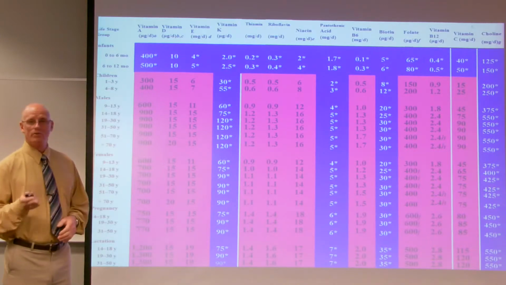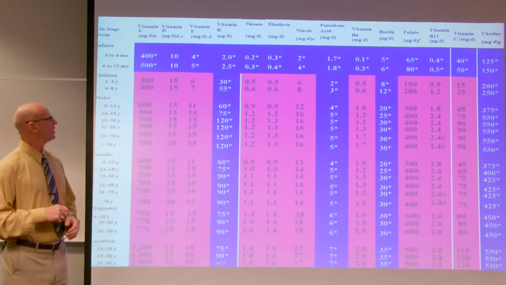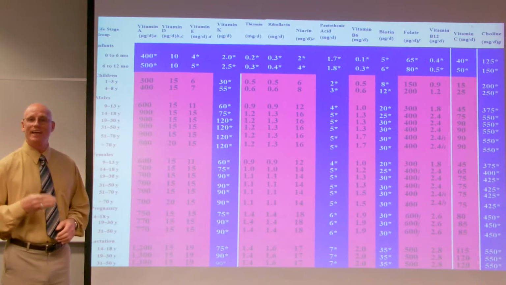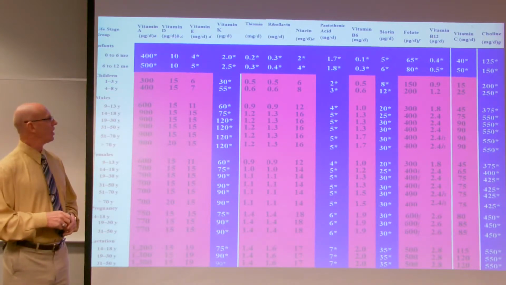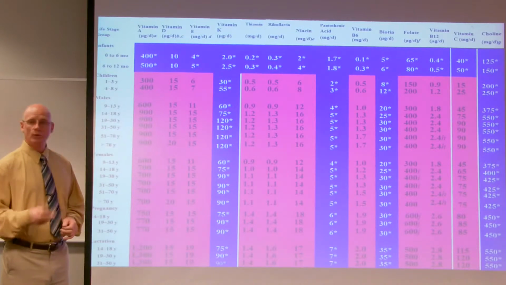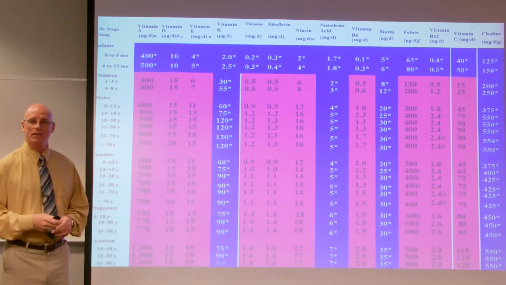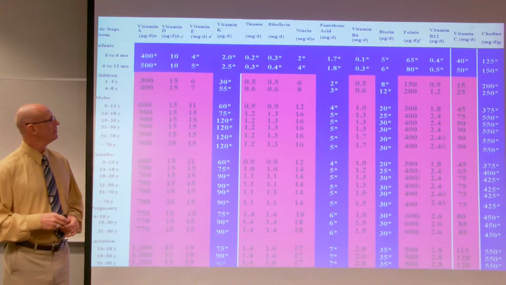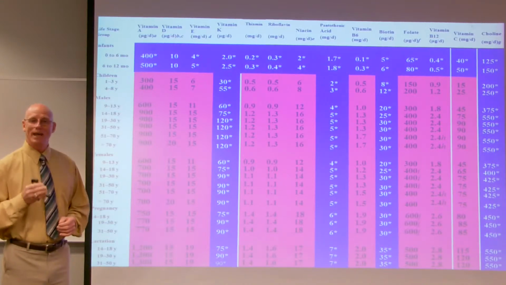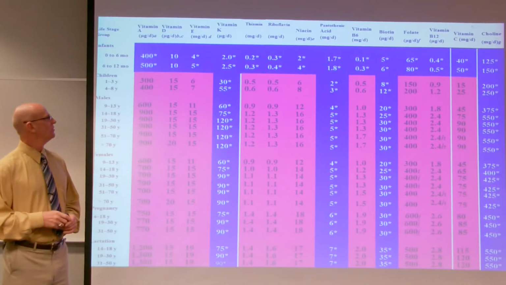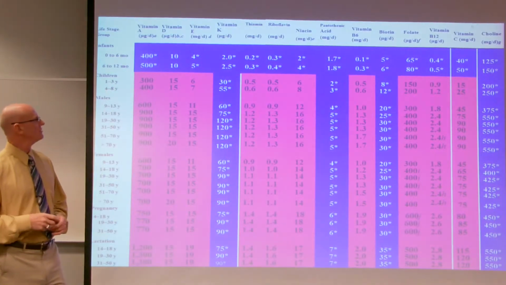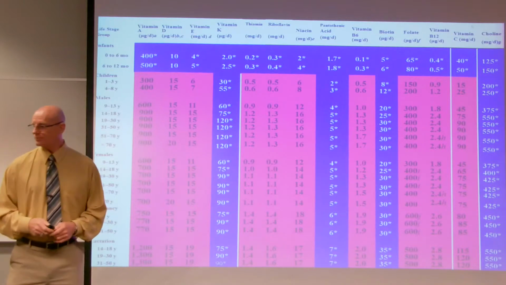For the water-soluble vitamins, we have RDAs for thiamine, riboflavin, and niacin. We don't have an RDA, we use AIs for pantothenic acid, and we do have RDAs for vitamin B6, B12, and folate. But we use AIs, adequate intakes, for biotin and the quasi-vitamin choline.